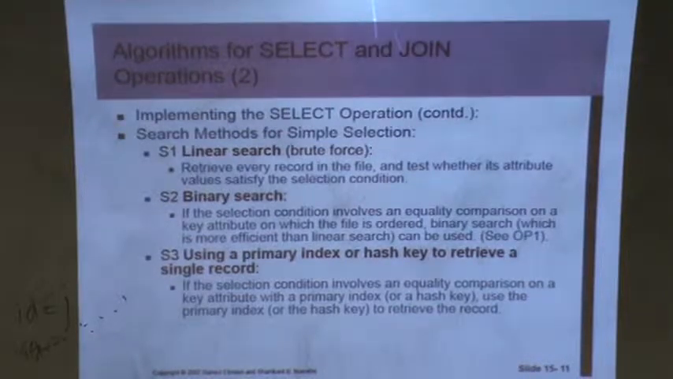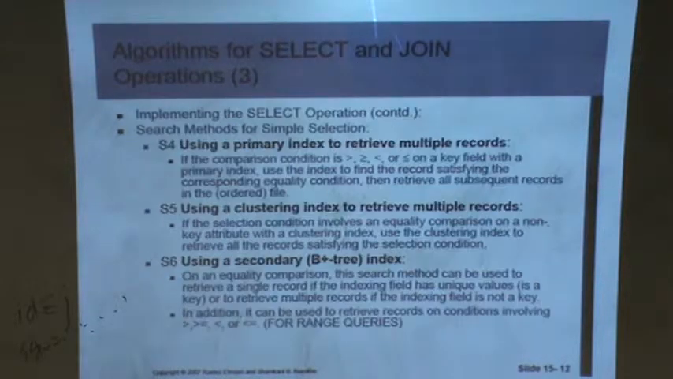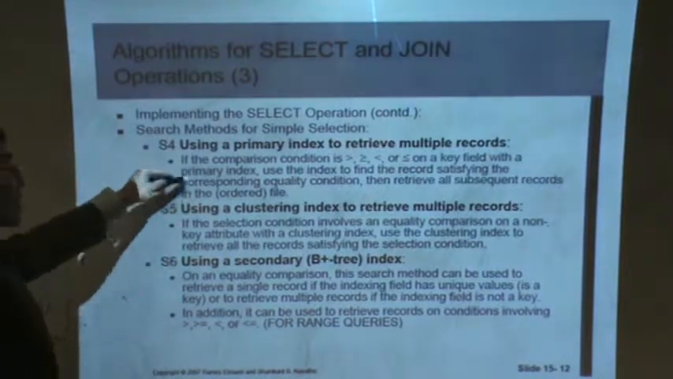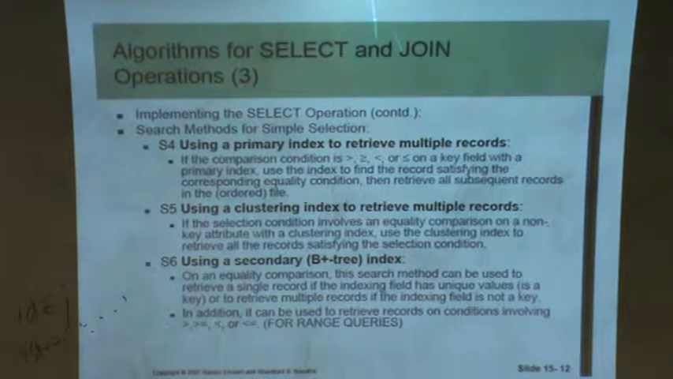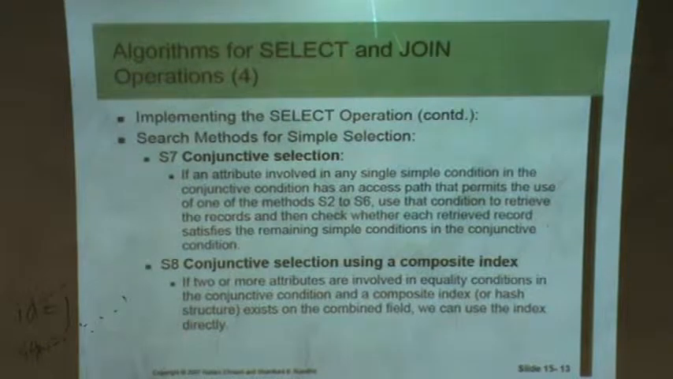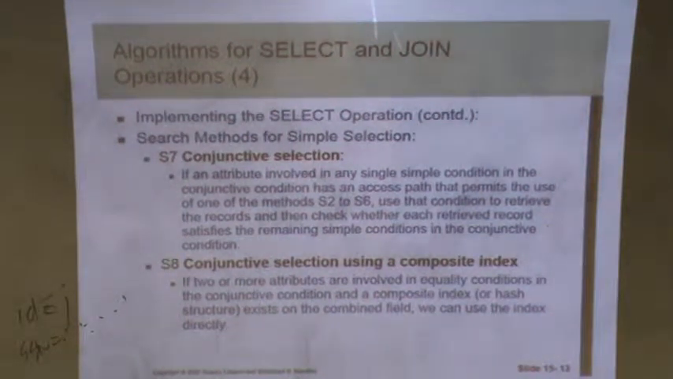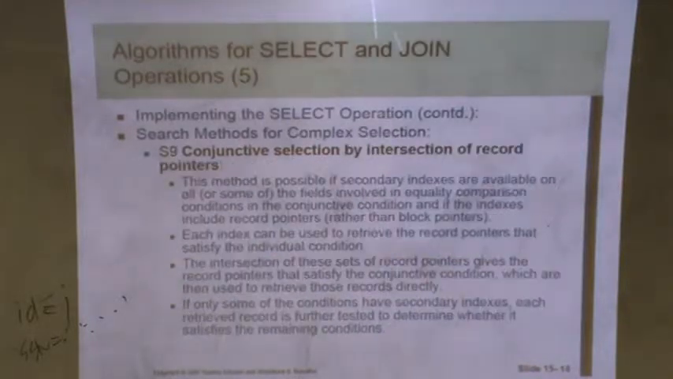So binary search, using the primary index or the secondary index, this S4 and S5 is for multiple records. Also, in case of the combined one, we can separate and find the best one, actually the fastest one, and so on.